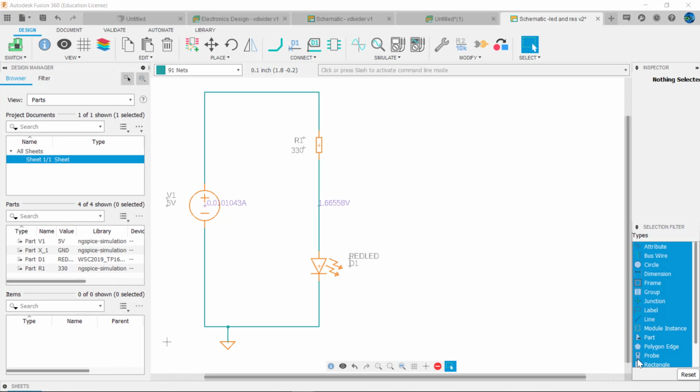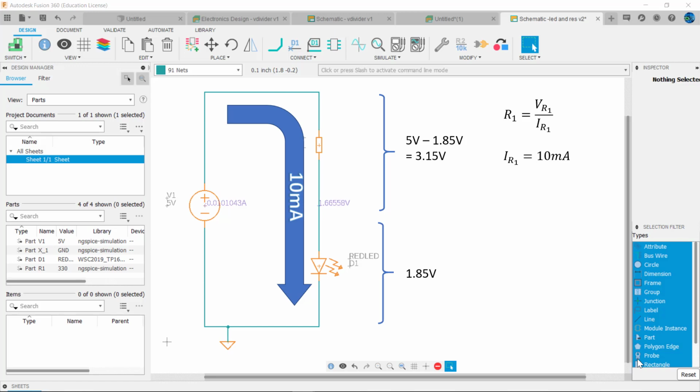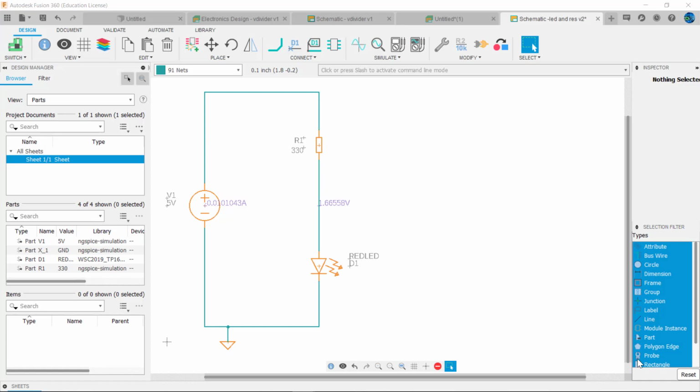So we know that there will be approximately 1.85 volts across the LED, which leaves 5 minus 1.85 volts across R1, or 3.15 volts. And applying Ohm's law, R1 equals the voltage across R1 divided by the current through R1. And we want the current through R1 and the LED to be 10 milliamps, so our resistor should equal 3.15 volts divided by 10 milliamps, or 315 ohms. And the nearest standard value is 330 ohms. And we can see from our simulation that our simulation values are very close to our calculated values.